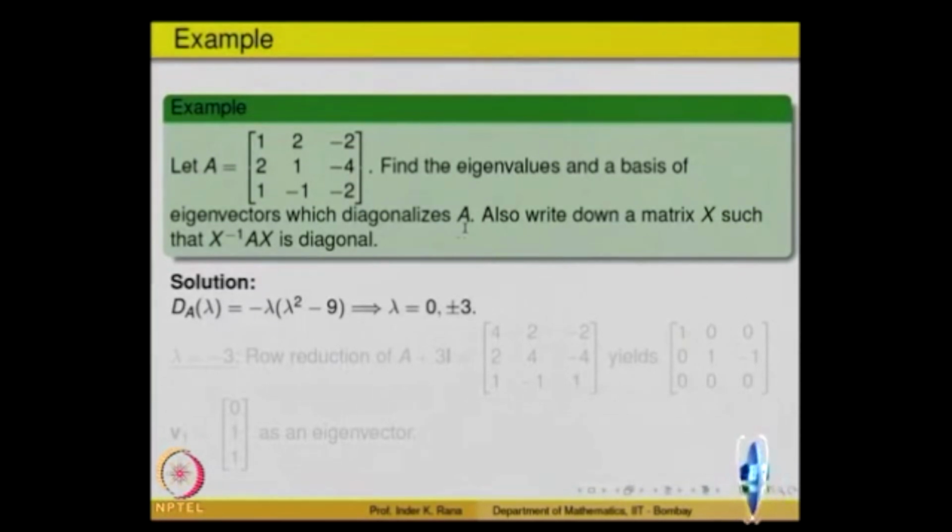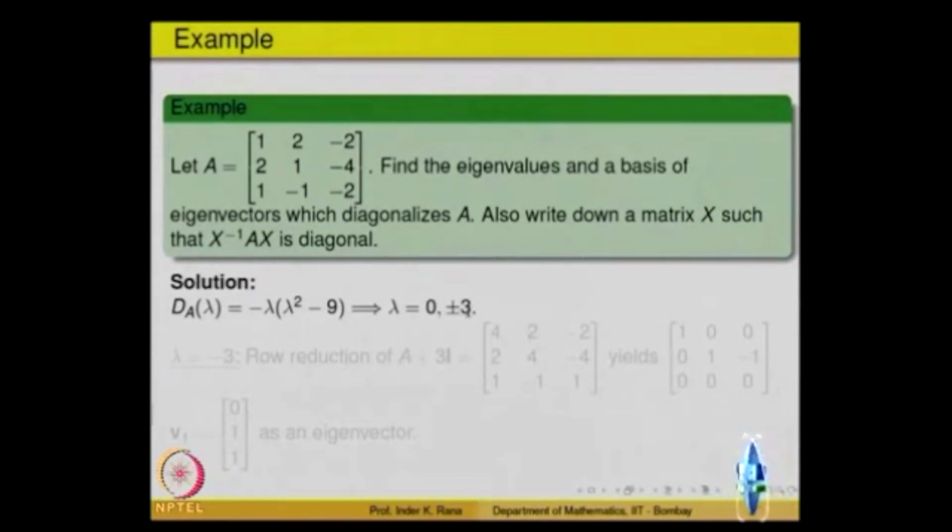Find the eigenvalues. So look at the determinant of A minus lambda I. Along the diagonal you will be subtracting lambda. So here it will be 1 minus lambda, 1 minus lambda, minus 2 minus lambda, everything else remains the same. Find the determinant of that. I have just written the answer here: it comes out minus lambda times lambda square minus 9, that means lambda is equal to 0, and lambda equal to plus 3 and minus 3.